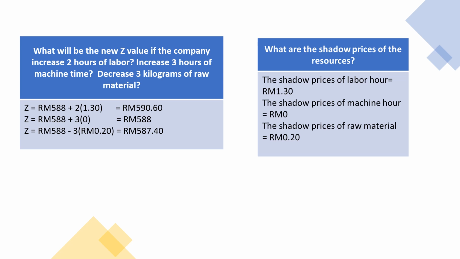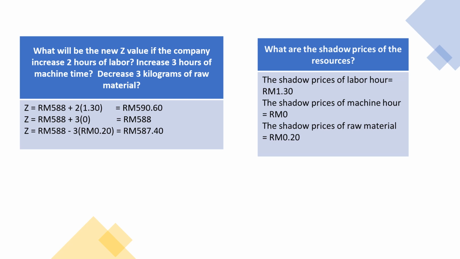The first question, increase 2 hours of labor. The shadow price for labor hour is RM1.30. So it means profit will increase by RM1.30 per additional hour of labor. So if you increase 2 hours of labor, the profit will increase by 2 times 1.30 plus 588. So your new profit will be RM590.60.